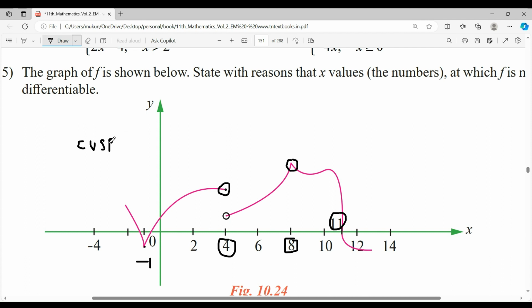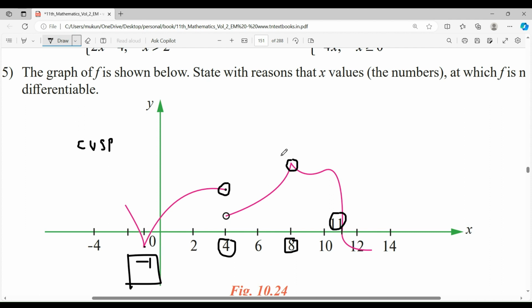So, keeping all this discussion aside, whenever you see a sharp edge or a sharp corner and the graph changes direction as we move through the point, then you can possibly conclude that such functions are not differentiable at this point. In this case, we call this a cusp, and therefore the function is not differentiable at these points, right? So this is the case with -1.